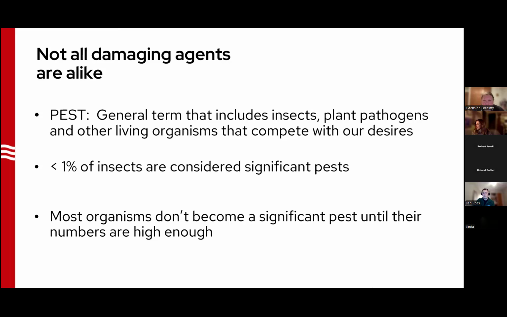Again, sometimes it takes some time for the pests to get significant, or they need high enough numbers. We see that a lot with spongy moth, which we'll talk about in a second. Those populations can come and go, but once they're there, they can be very harmful.